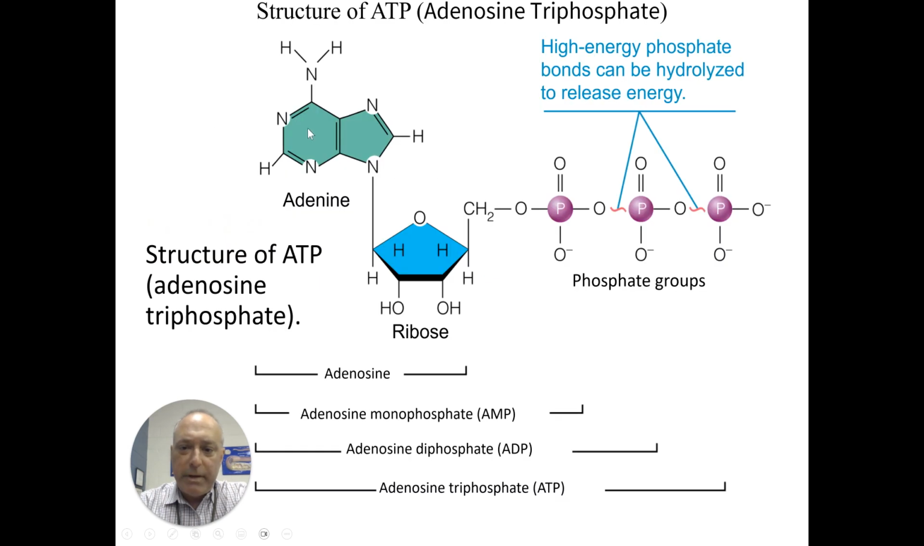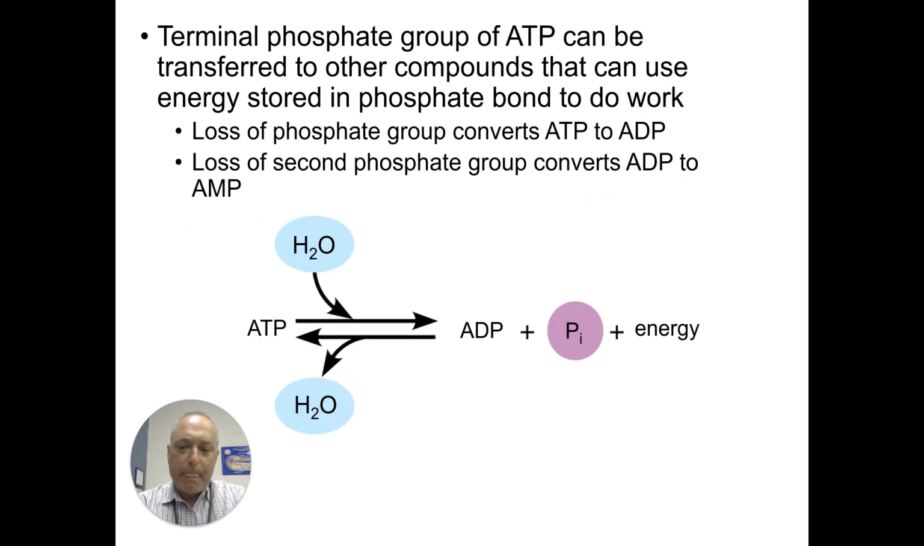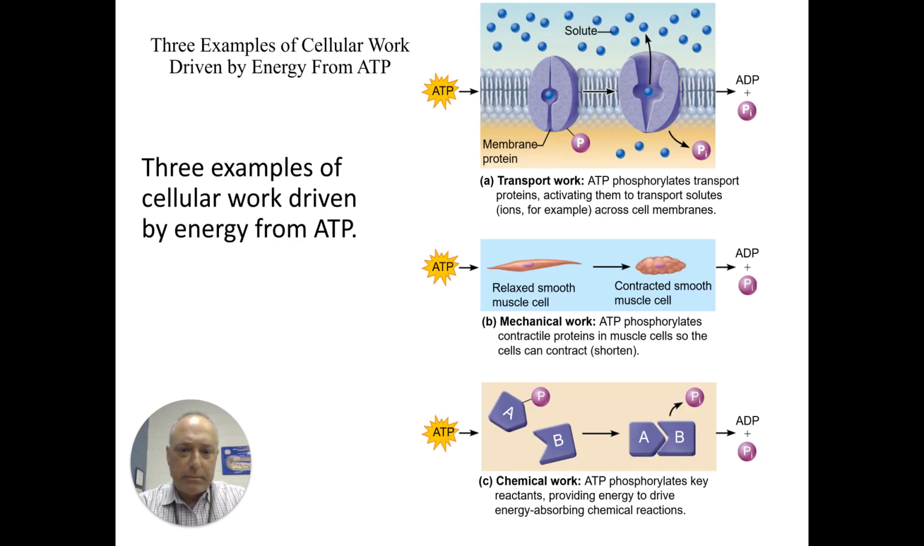So here's the structure of ATP. You've got adenosine, ribose sugar, and phosphate groups. And so adenosine would be adenine and ribose, adenosine monophosphate would be plus one phosphate, adenosine diphosphate plus two, adenosine triphosphate plus three. This is adenosine triphosphate. Okay, that's your energy source. Now ATP can lose an inorganic phosphate for the release of energy. This is how reactions happen. Okay, different work: there is transport work, mechanical work, and chemical work.